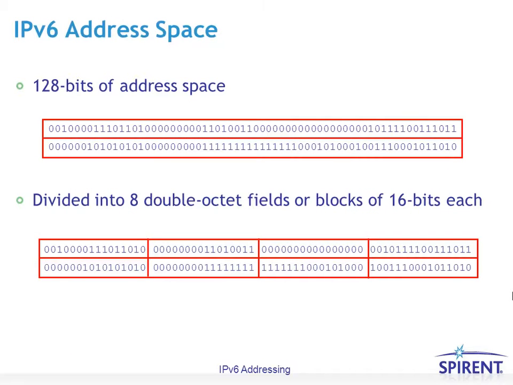Well, how is the IPv6 address space represented to us? Of course, binary bits are always stored within the computer's memory, but we tend to simplify it for us human beings. When we write things down or see things read out on a computer screen, like looking at a route table, it makes more sense. To represent that, first the 128 bits are divided up into 8 double octet fields, or blocks of 16 bits each.